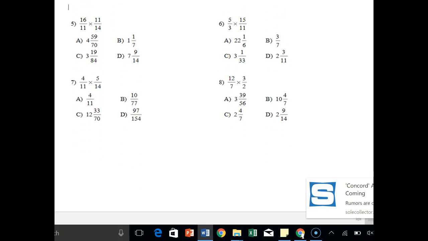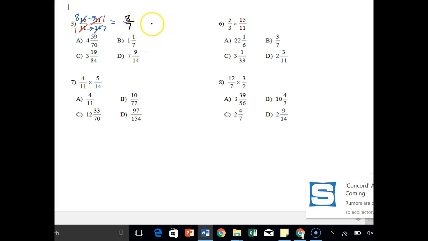Number 5, ask yourself, 11 and 11, 16 and 14. Well, 11 and 11 can both be divided by 11, so that becomes 1, that becomes 1, and then 16 and 14 can both be divided by 2. 16 divided by 2 is 8, 14 divided by 2 is 7. So I multiply straight across, I get my answer of 8 over 7.